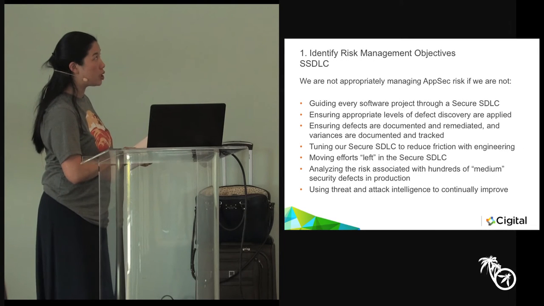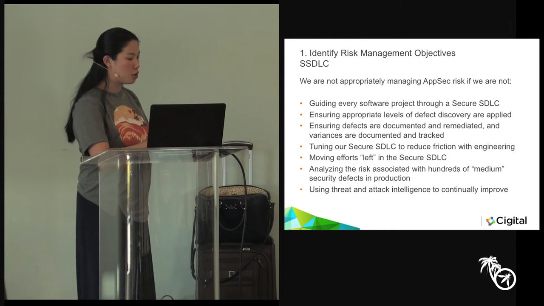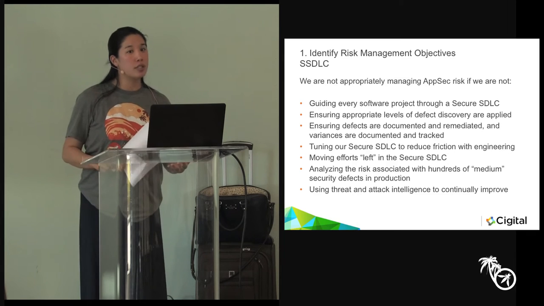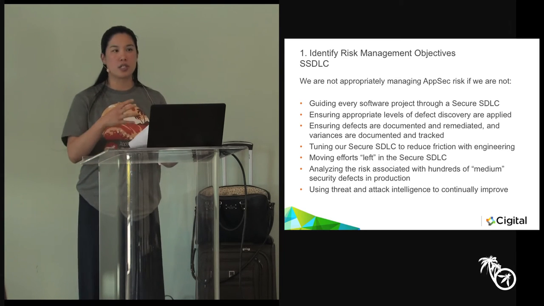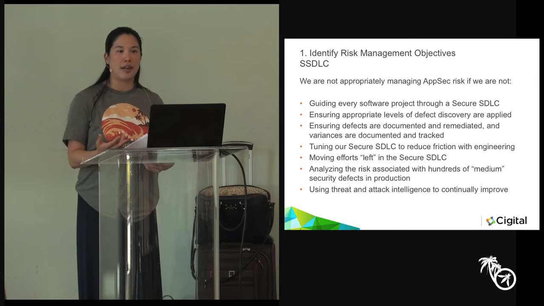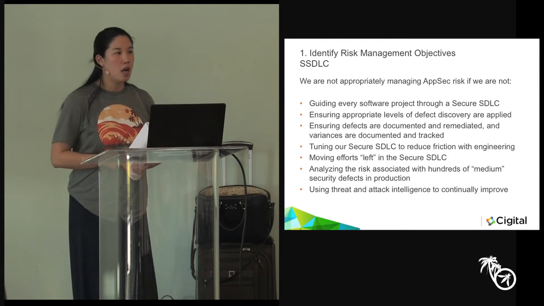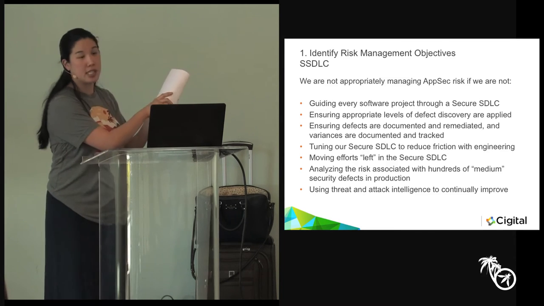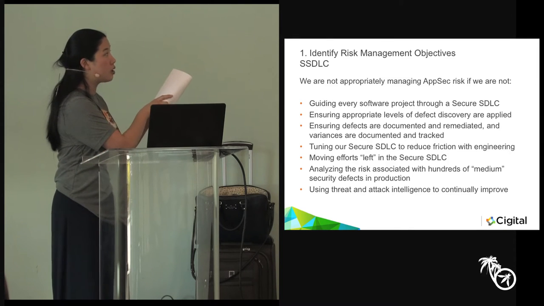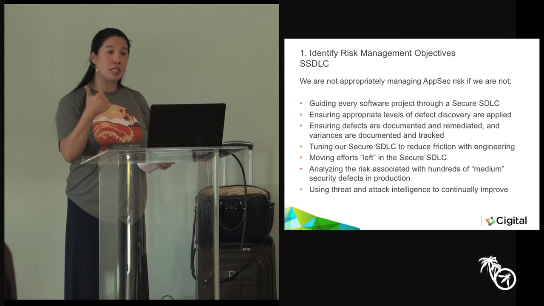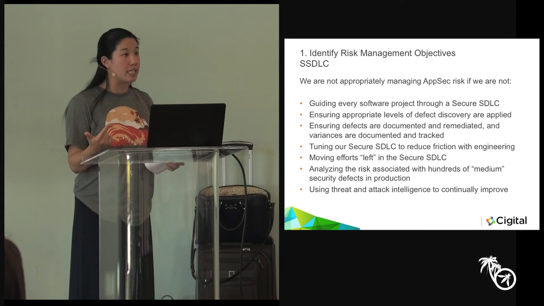The next set of risk management objectives have to do with a secure software development lifecycle. So maybe every project goes through this secure software development lifecycle. Maybe we're making sure that we're doing appropriate levels of defect discovery, and "appropriate" is this term that allows you to not have to do everything to everything, but you can apply various controls in a risk-based manner. You want to make sure that your defects are documented and that they're fixed, and that variances, any exceptions to remediating defects, are documented and tracked. We'd like to tune our secure SDLC so that we're not annoying engineering and so that we're going as fast as engineering needs us to go.